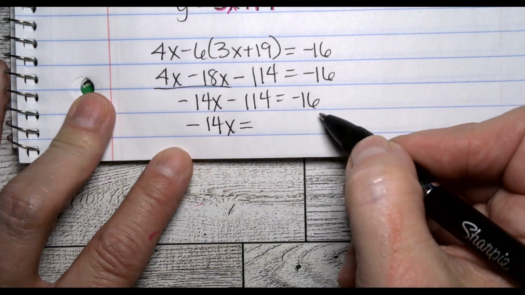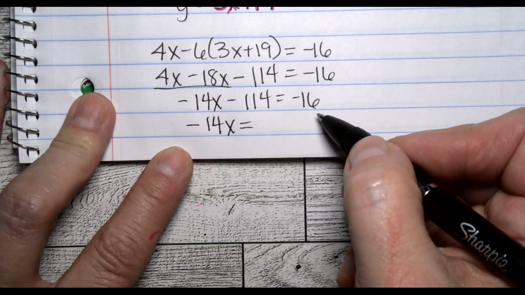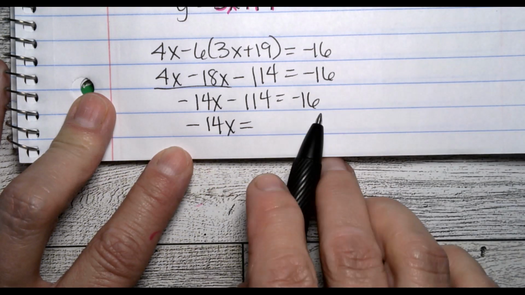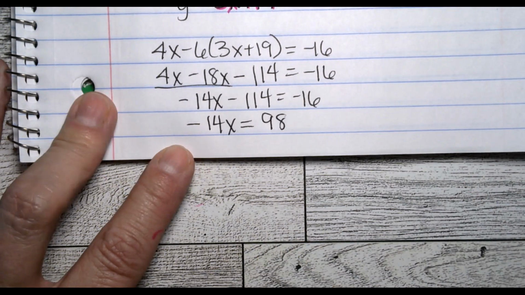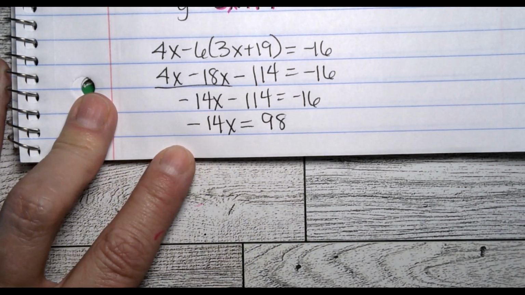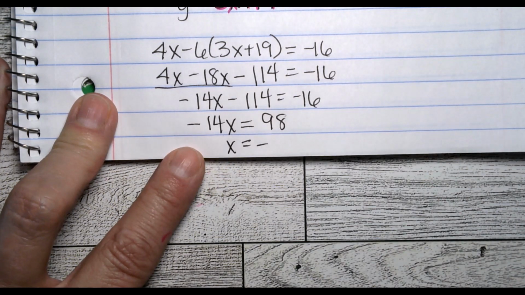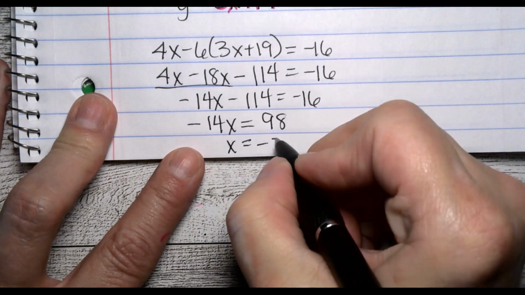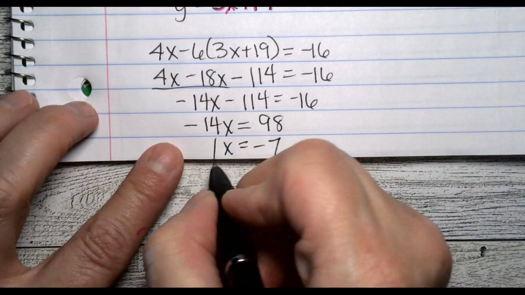That's going to be negative 14x equals, I'm doing this part in my head. What is that going to be? 98, right? Is that 98? Yeah. Thank you. Okay, and what is 98 divided by 14? I know the answer is negative. I just need you guys to do 98 divided by 14 for me. 7. Thank you. X equals negative 7.